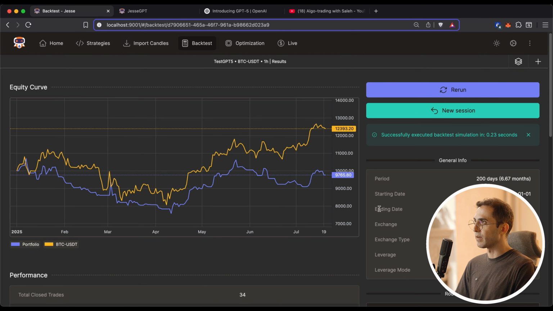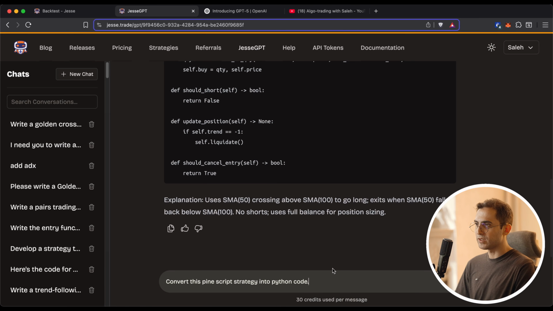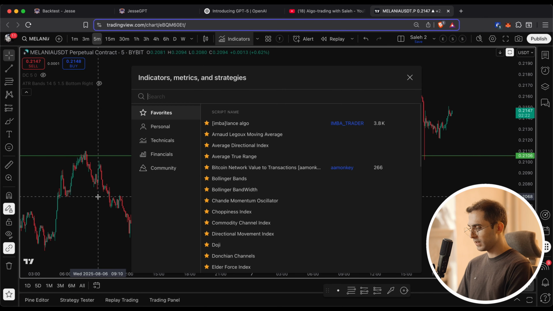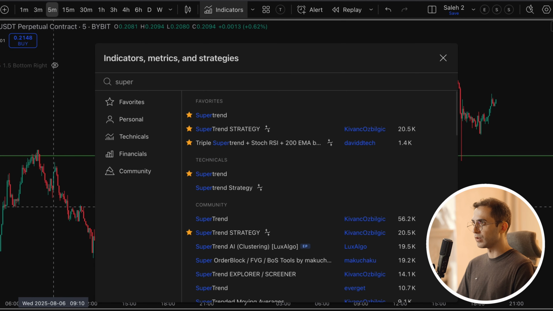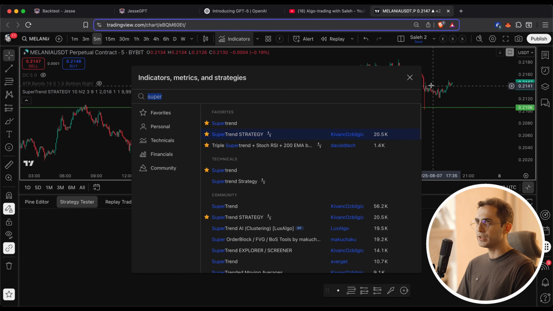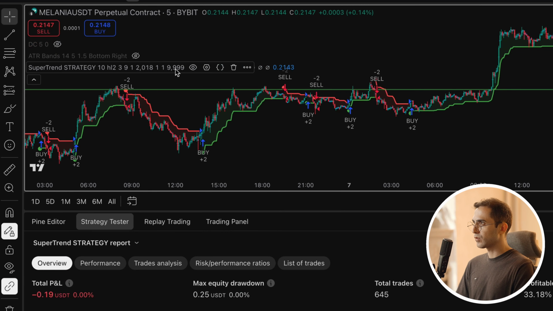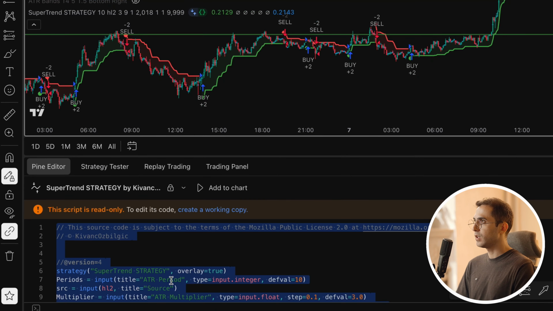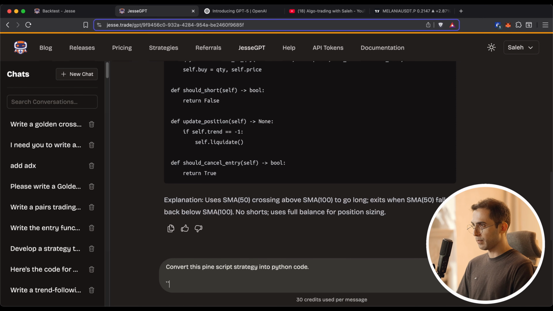There we go. So this is perfect. All right, next, convert this Pine script strategy into Python. All right, so for this part, I'm gonna need a strategy. So on TradingView, I will look up super trend strategy, and to get the source code of it, I will click here, go back and paste the whole thing.